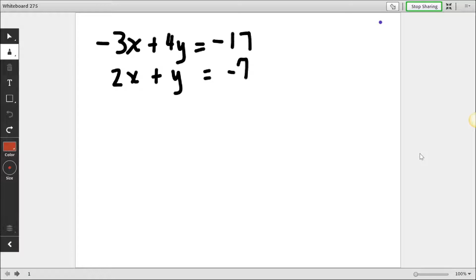So if you're given a system and you're asked to solve by substitution, what you need to do is you need to isolate one of the variables in one of the equations. So what I look for is a situation like this where y is already coefficient 1, so it's kind of easy to isolate it. And all I got to do here is subtract 2x from each side.